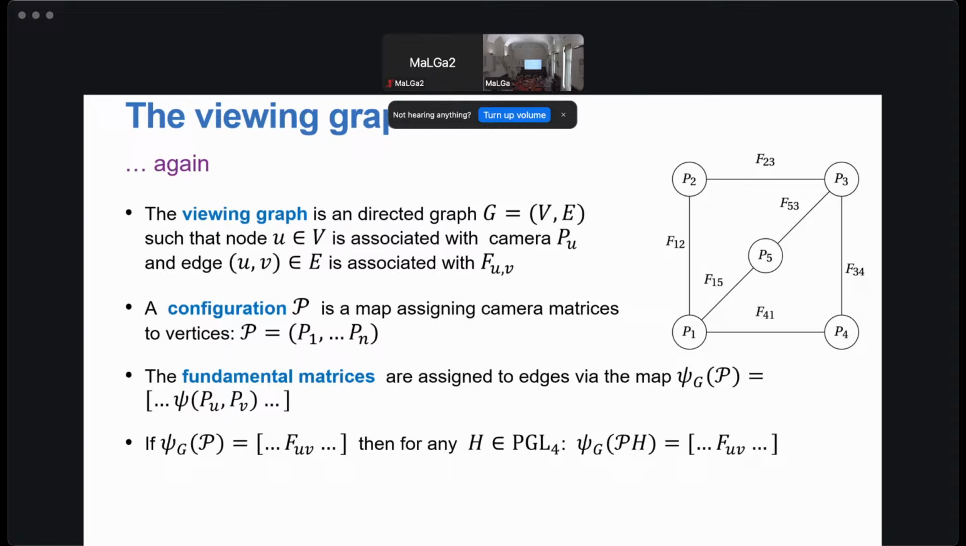And this is invariant with respect to projective transformation. So if you apply a collineation to all the cameras in the configuration, the fundamental matrices are the same. So this is our trivial transformation. It plays the role of a rotation and translation for classical rigidity. In our case, it is a projective transformation.